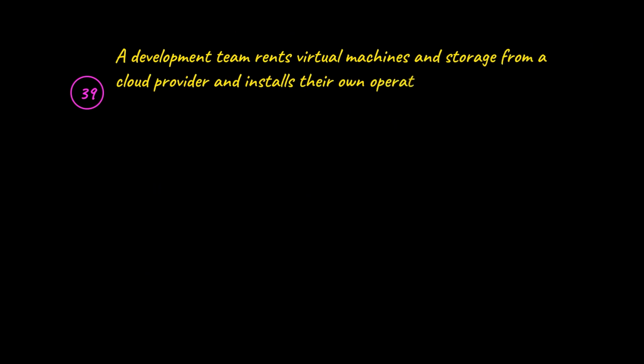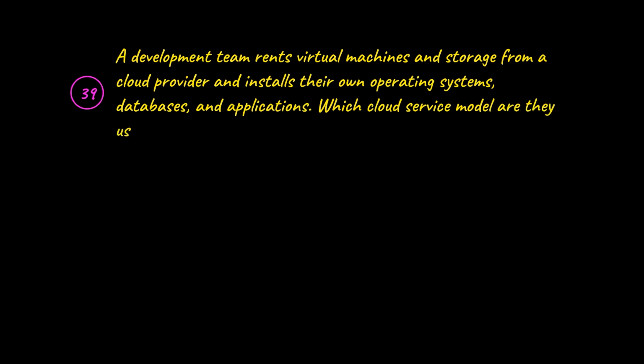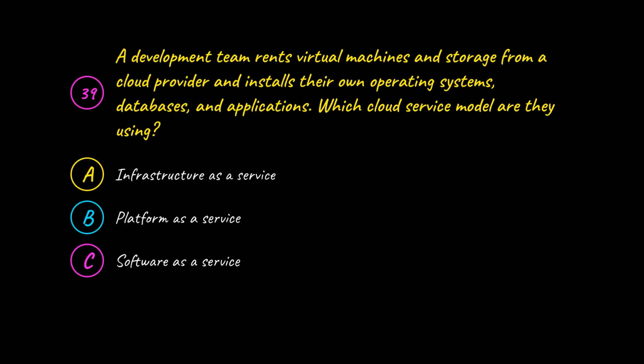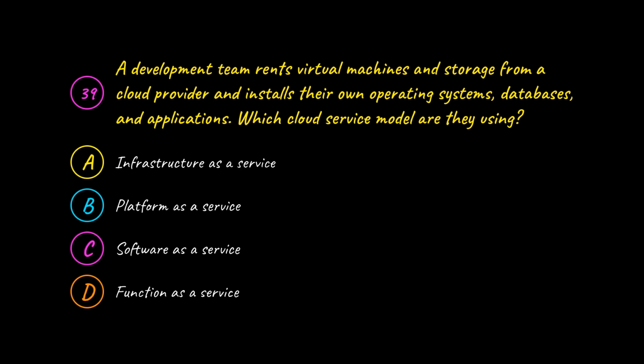Question 39. A development team rents virtual machines and storage from a cloud provider and installs their own operating systems, databases, and applications. Which cloud service model are they using? Your options are A. Infrastructure as a Service, B. Platform as a Service, C. Software as a Service, D. Function as a Service. Don't overthink it. Which one feels right?